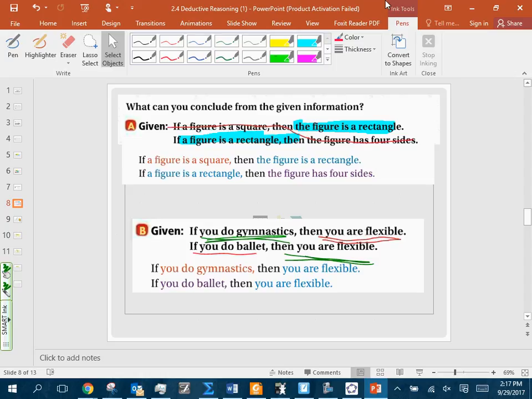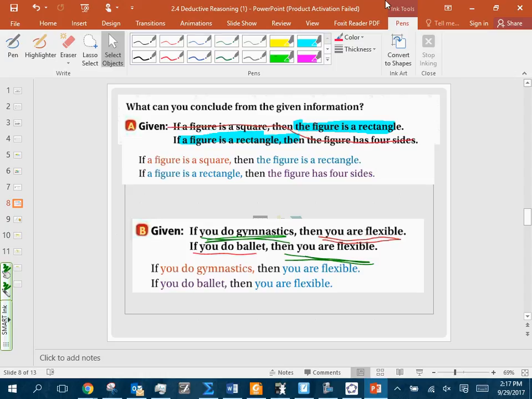But let's say it said if you do gymnastics, then you are flexible. And then it said if you are flexible, then you do ballet. Then you can make a new statement, right here. So why don't you just do, if you do gymnastics, then you do ballet? They're both flexible, but just because I'm flexible doesn't mean that I do both those things.